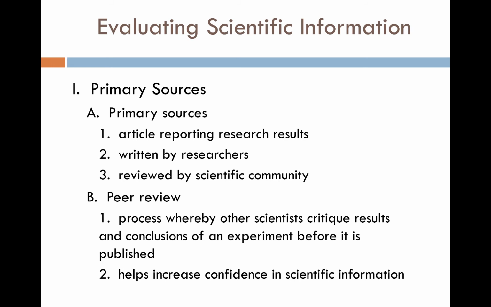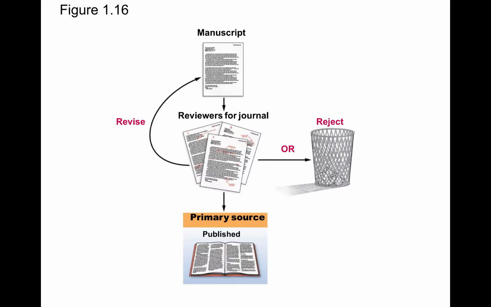Okay, so to kind of visualize that process, we're going to look at figure 1.16 from your textbook. A manuscript is going to be sent to a particular journal. The journal that it gets submitted to is going to be within the area of interest of the researchers, and it's going to be based on what the experiment was over. Typically for a journal, there are going to be at least 3 reviewers that will go through and review the article in its entirety.